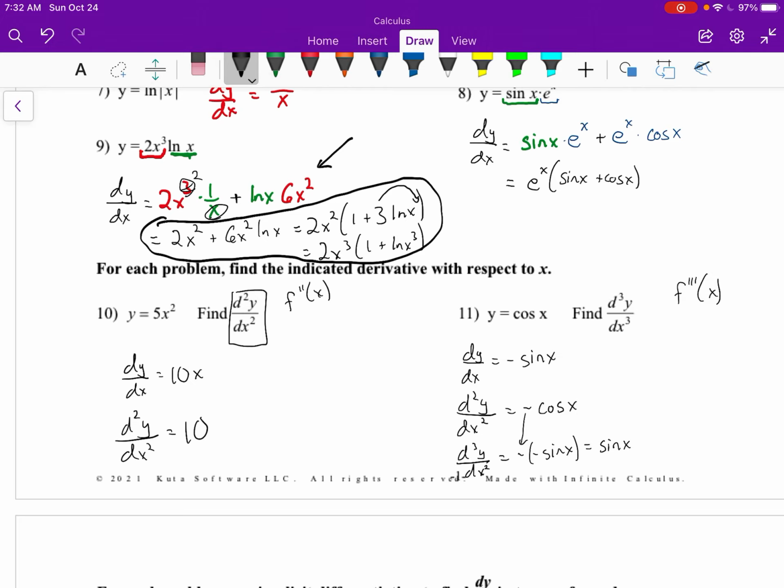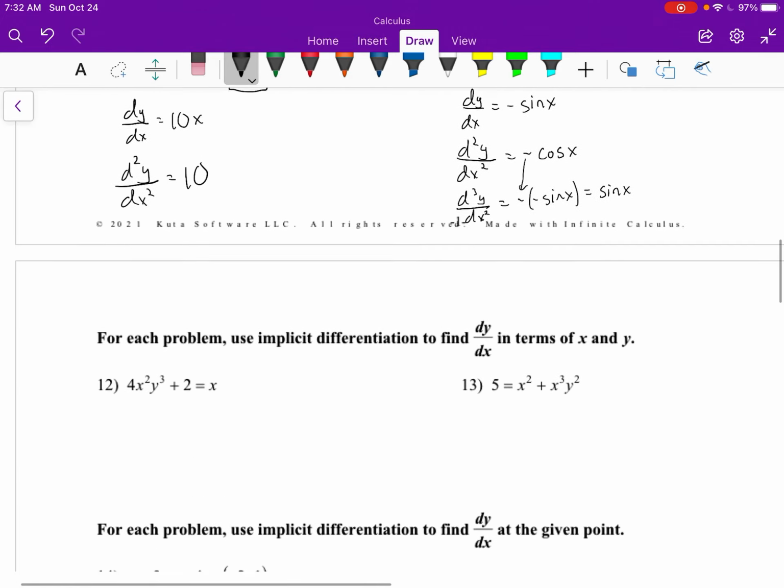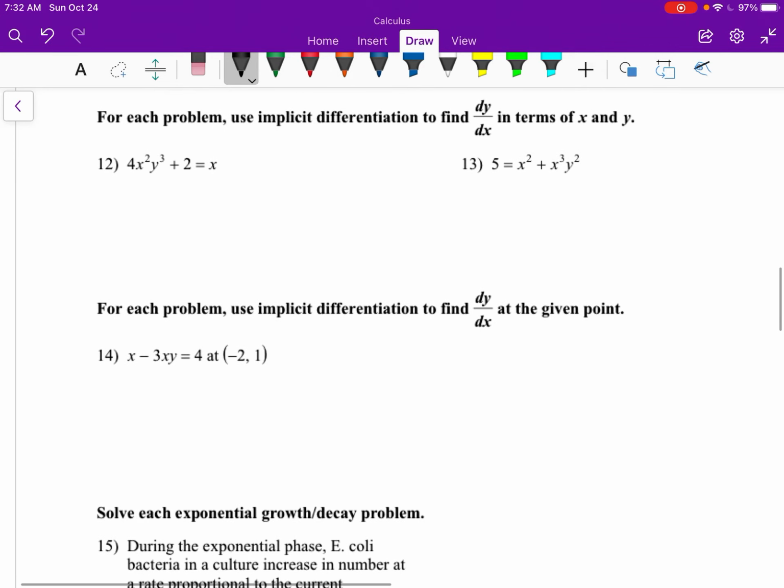So there's the first page. Pretty straightforward. Make sure you know your derivative rules. The next page gets a little trickier. For 12, 13, and even 14, we use implicit differentiation, because none of these are in y equals form. They're in implicit form, not explicit form. So make sure we use the product rule when necessary.